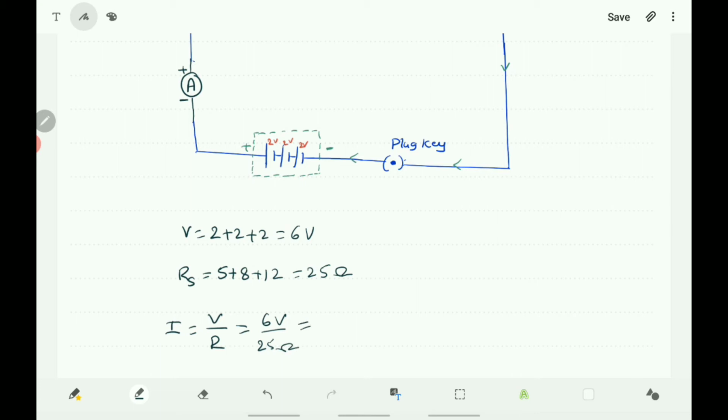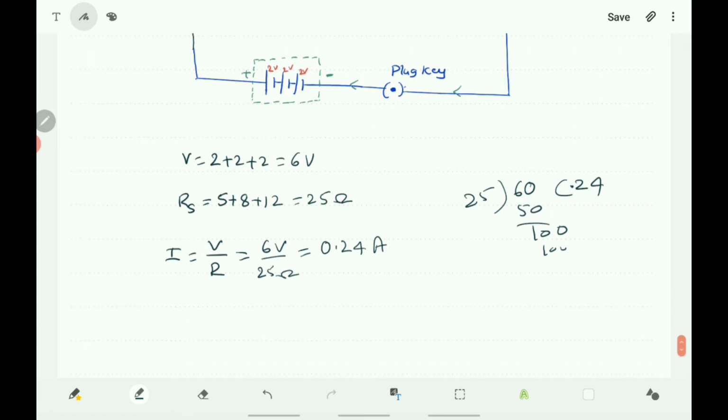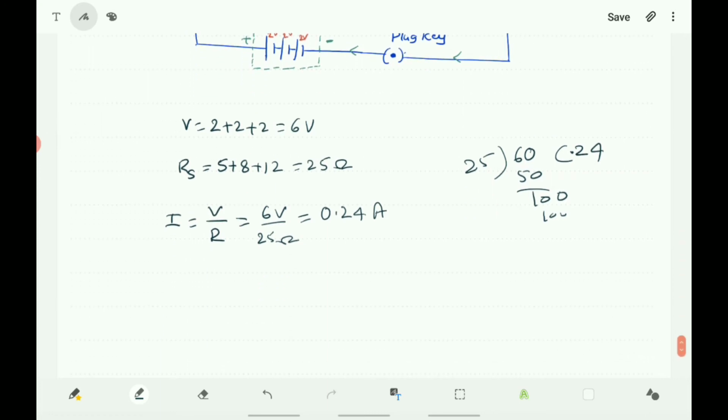That is equal to 6 by 25, that is 0.24 amperes here. If you divide 6 by 25, it becomes 25 2s are 50, 10 is remaining. Here it is 0.2, 25 4s are 100, so we get 0.24 amperes. So the ammeter reading is here 0.24 ampere, and for the voltmeter, you know that V is equal to I into R.